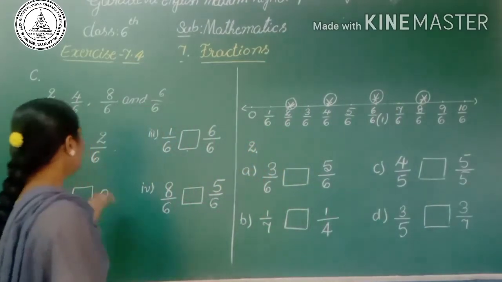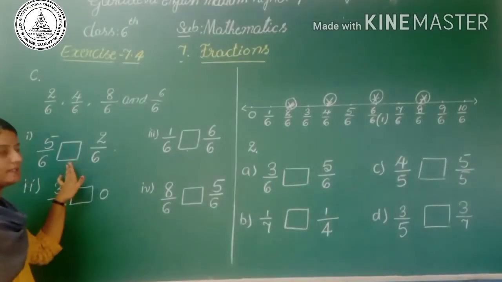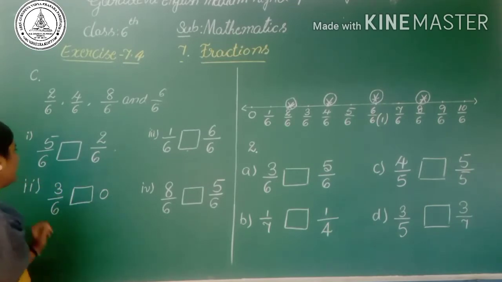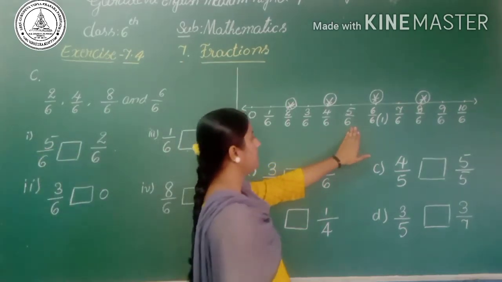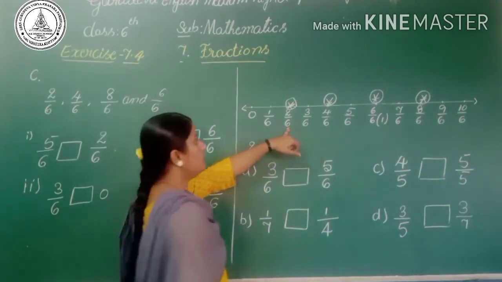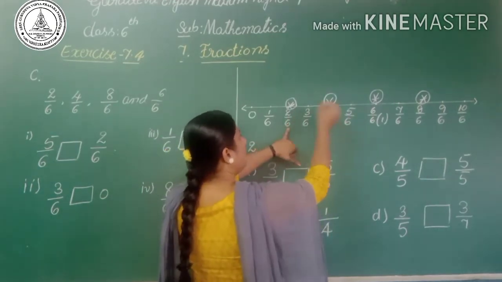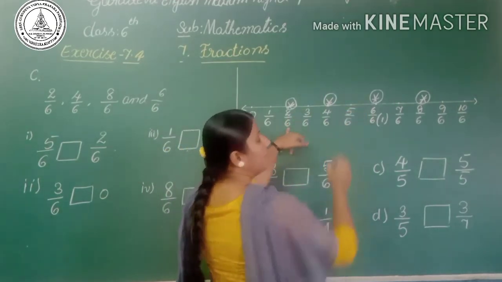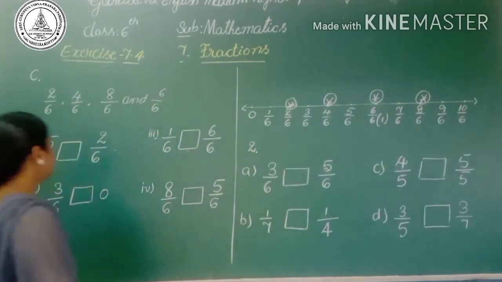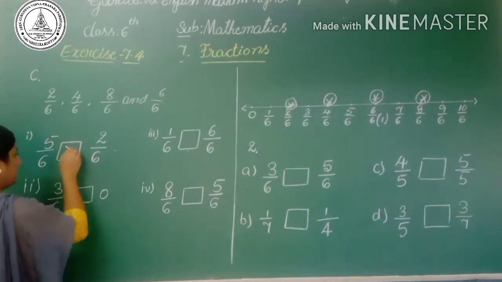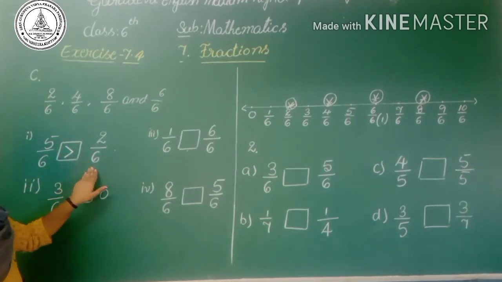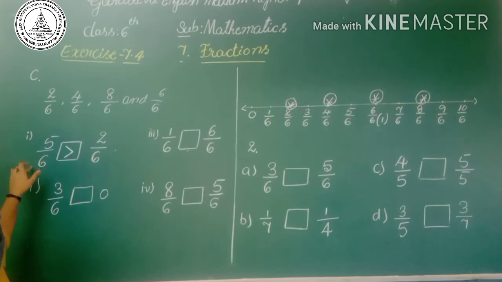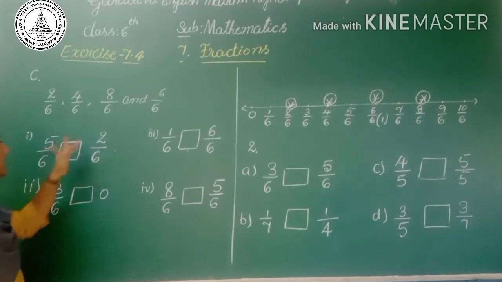Okay. Yes, now we put the symbol greater than, less than between these two fractions. The first fraction is 5 by 6 and 2 by 6. Yes, 5 by 6 is here and 2 by 6 is here. So 5 by 6 is right to the 2 by 6, means it is the greater fraction, right? 5 by 6 is greater than 2 by 6.